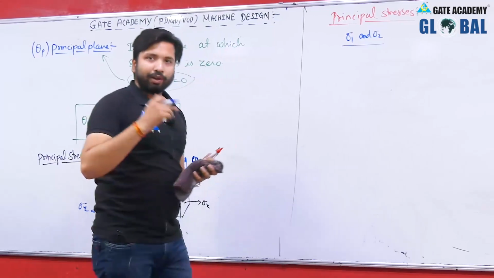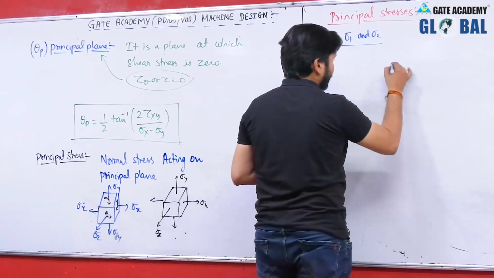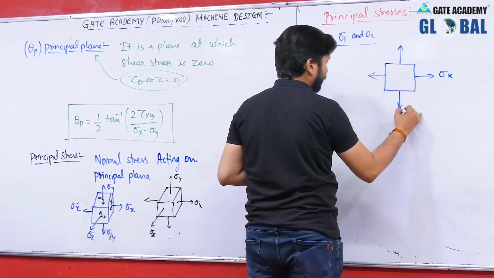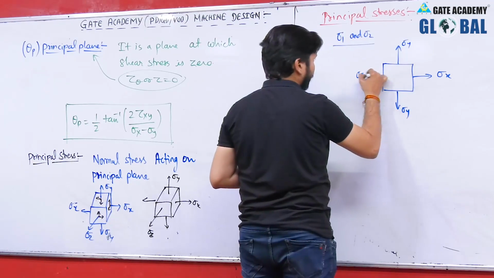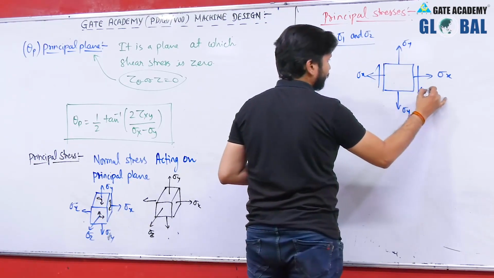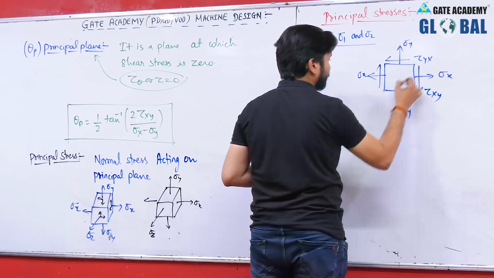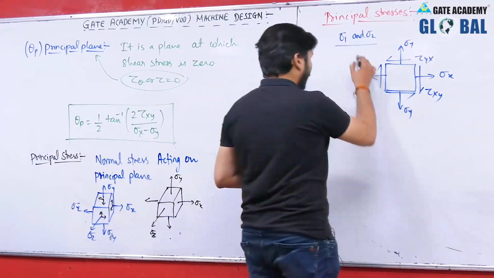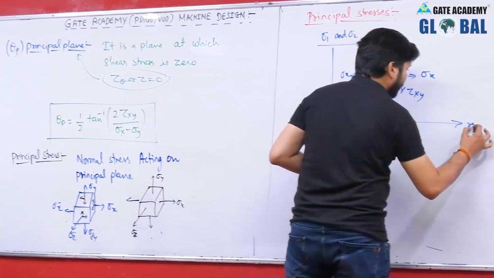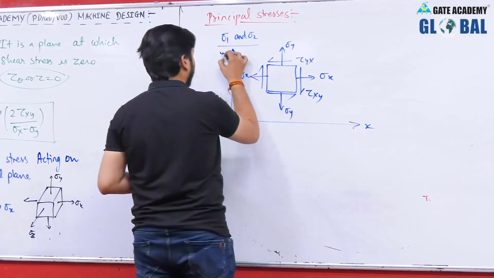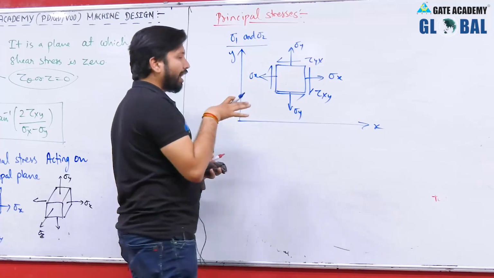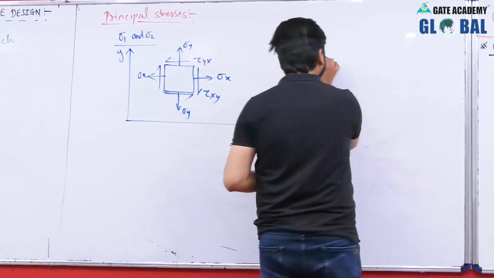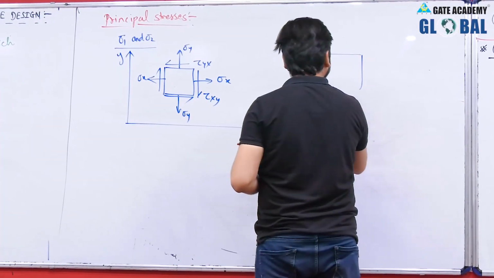So, if you have a state of stress like this, this is the 2-dimensional state of stress: sigma x, sigma y, this is tau xy, this is tau yx. Now, here you have drawn the element in a 2-dimensional space, that is with respect to x and y axis. So, it is basically a 2-dimensional view of your element. And as I have told you about the 3-dimensional state of stress, you can consider it like this.